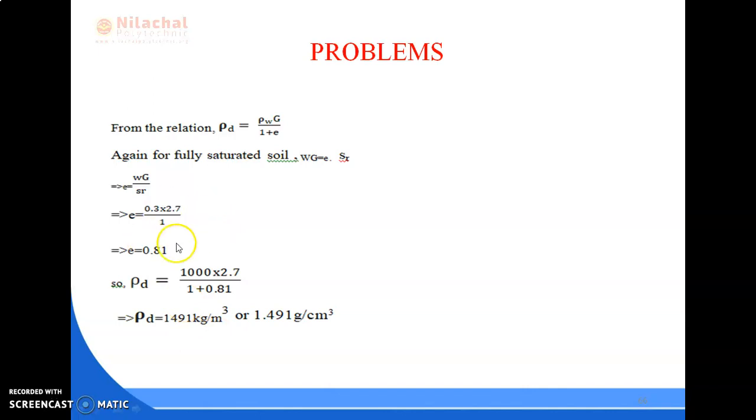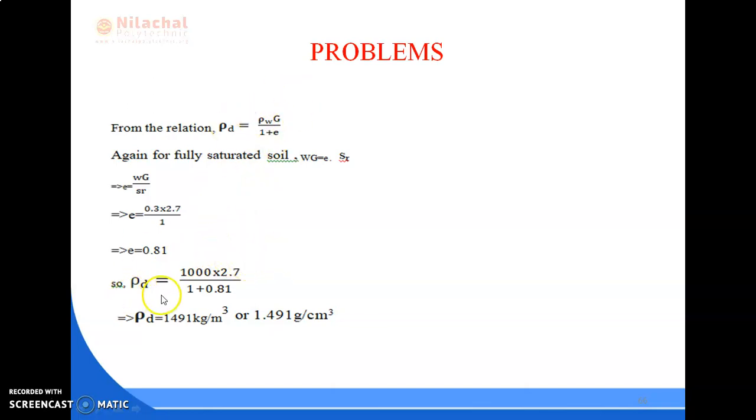So we know the relation, rho d equal to G rho w by 1 plus e. So here rho w value we know, G value is given in the question, unknown is what? e is unknown here. So first work is to find the value of e. Again for fully saturated soil, wG equal to e into Sr, as Sr value is given 1, which implies e equal to wG by Sr, which implies e equal to 0.3 into 2.7 by 1. So finally we calculate the value of e equal to 0.81. Now we get everything to solve this one.